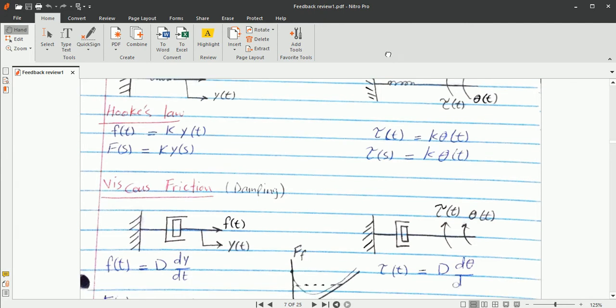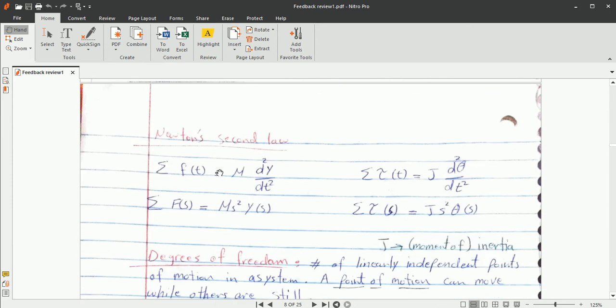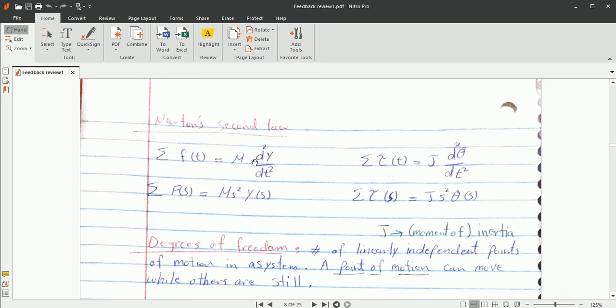Now for the rotational torque, we have the viscous friction tau is equal to D d theta over dt. Similarly, tau of s will be equal to D s into theta of s. Now Newton's second law: summation of all the forces is equal to m d2y over dt square. This is a different approach from Norman's Nise book. He uses things differently, but the answer is the same. So I will tell you the difference accordingly. That is Newton's law, and its Laplace transform will be: summation of all forces f of s will be equal to m s square into y of s.